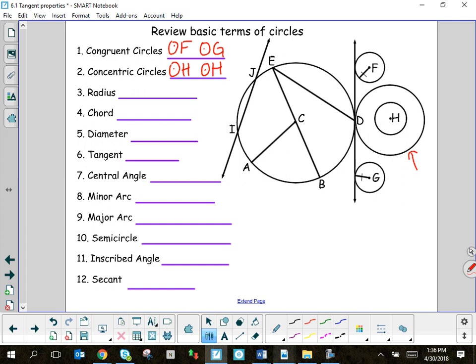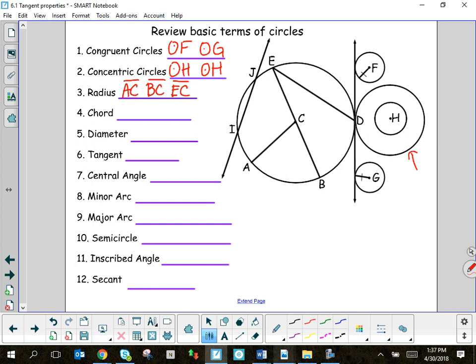The radius is a segment. Okay, so there's three radii that we can name: AC, and make sure you put the segment symbol on top. There's BC, and there's also EC. Okay, and so the symbols are key. We did this back in chapter 1, so this is a review.